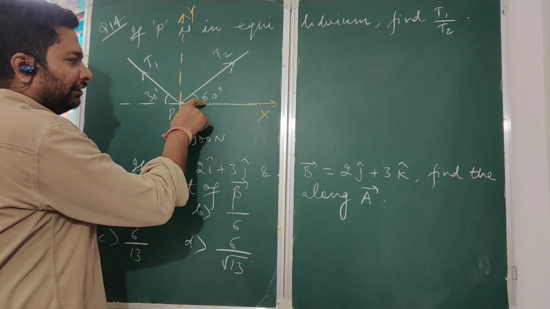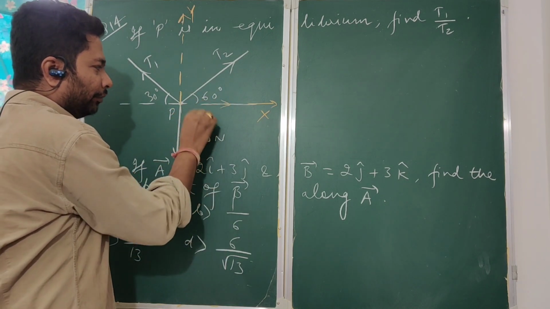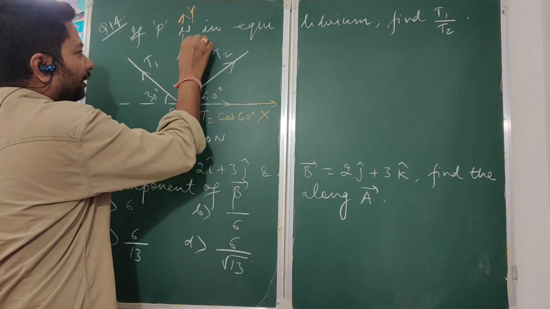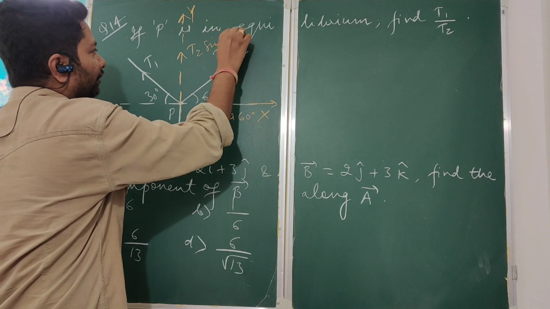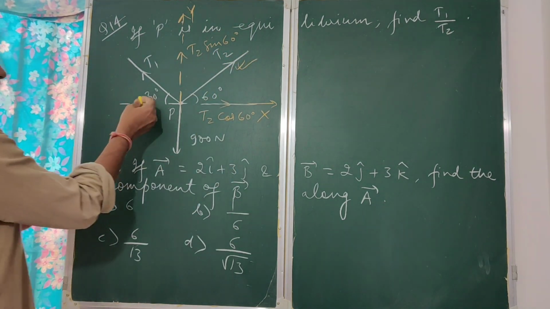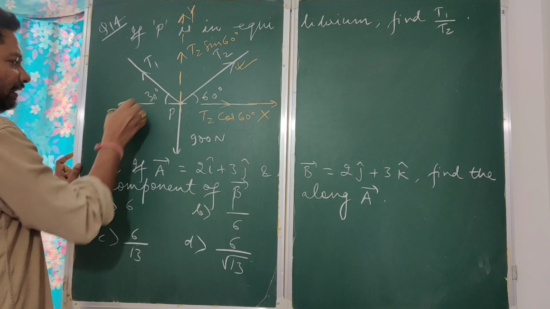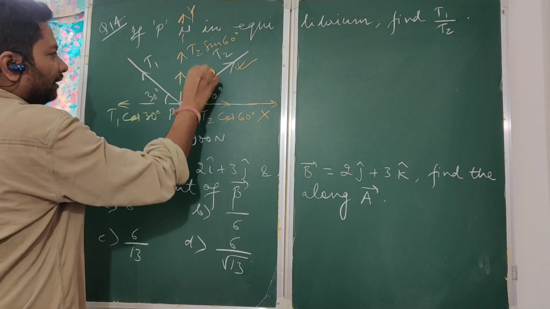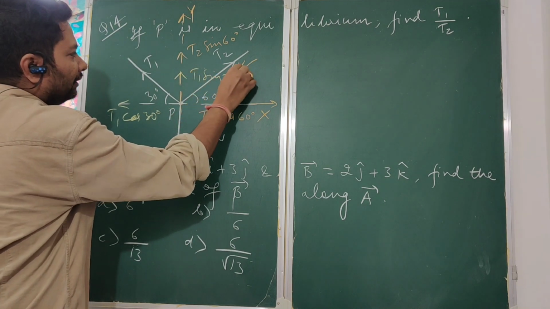So this angle is 60 degrees. So on this axis the component will become T2 cos 60. On this it will be T2 sin 60. So this is done. What about T1? On this axis 30 degrees. So T1 cos 30. On this axis T1 sin 30 degrees.